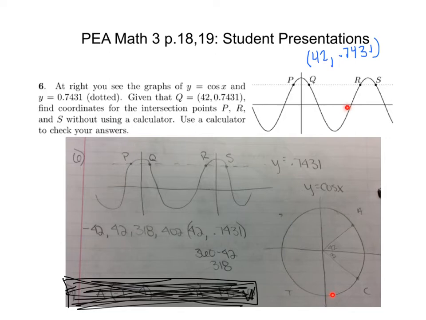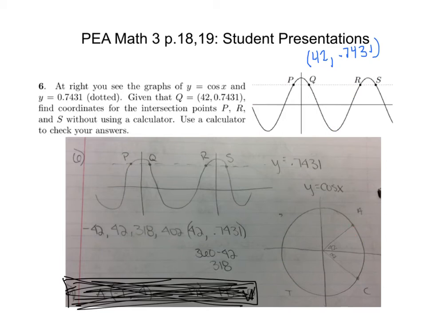And then here is R. So to figure out where R is, you just take 360 minus 42, and that gets you 318. Okay? So then to find this S, these are pretty close together because I'm just going from here to here along the unit circle, from R to S. So now I just take 360 plus 42 to get 402.